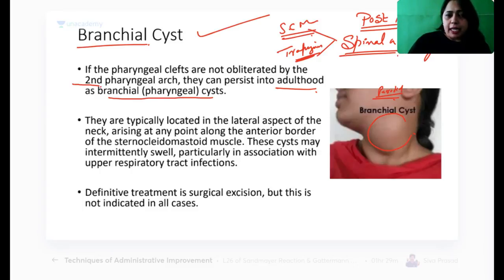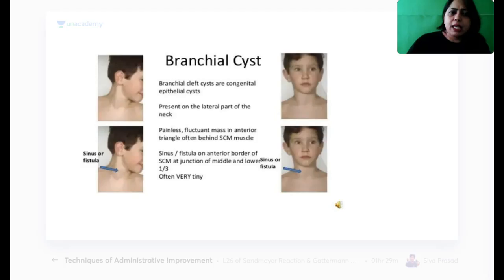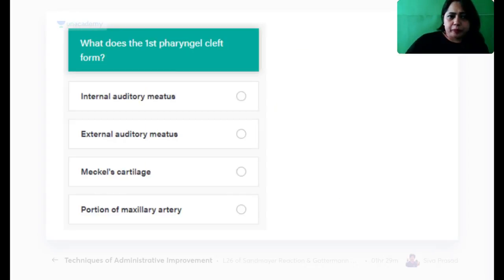Now there is next one, an X-ray which can show you the presence of branchial cyst. This is how it would look in the MRI scans, and this is how it will look. It is a congenital epithelial cyst, and they are present on the lateral side along the anterior border of the sternocleidomastoid. So this is how it would look.